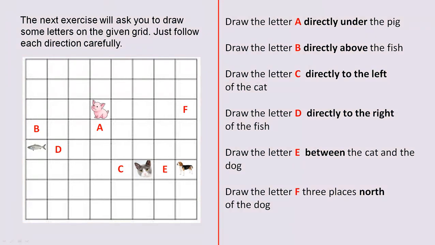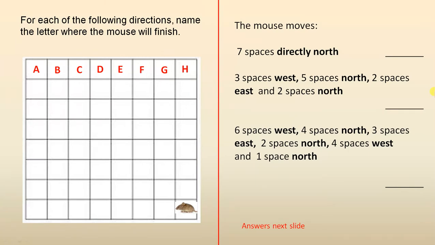So there we are. Here are the letters. Okay, so we've drawn those letters in all those positions that were described here. For each of the following directions, name the letter where the mouse will finish.